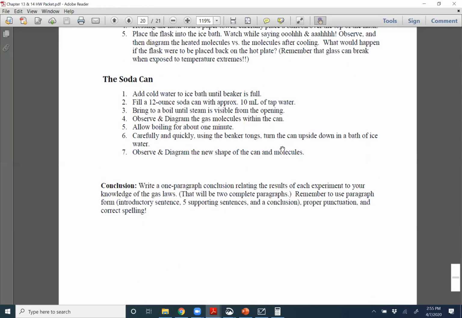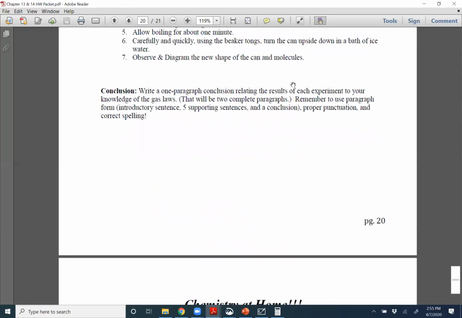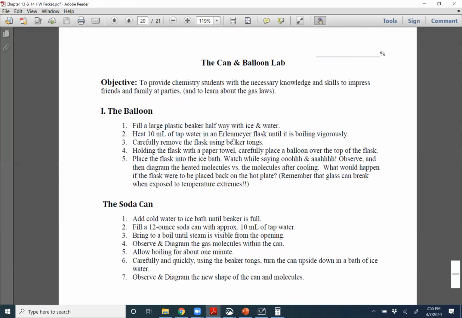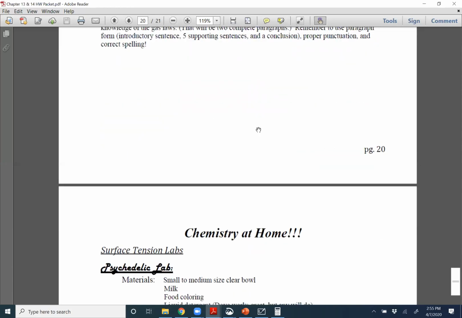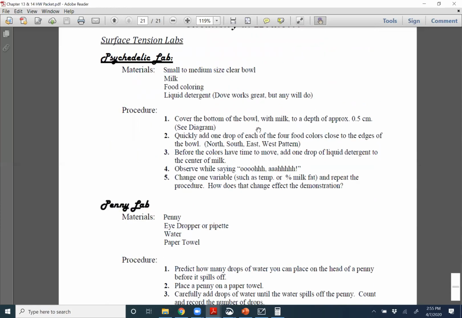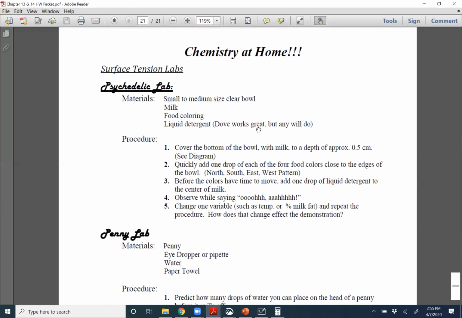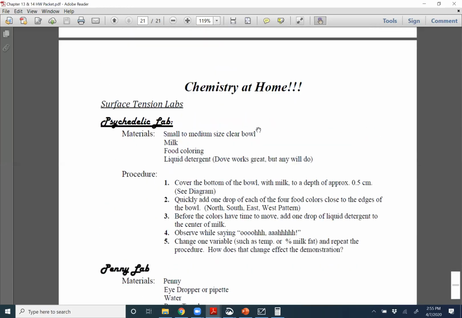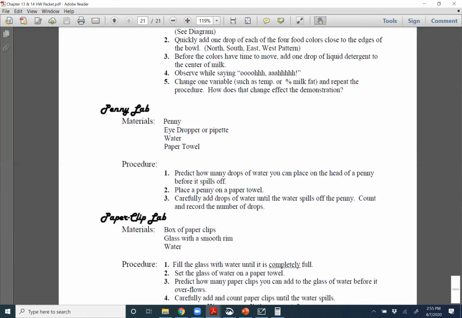You can use tongs, what have you. You don't have to write a one-page conclusion. I just wanted to point out that these could be done at home. You would just substitute glassware for whatever you have at the house. And then, of course, there's some other chemistry at home things you can do. But these have to do with surface tension, and we didn't really go into surface tension, so it's up to you if you want to do that or not.